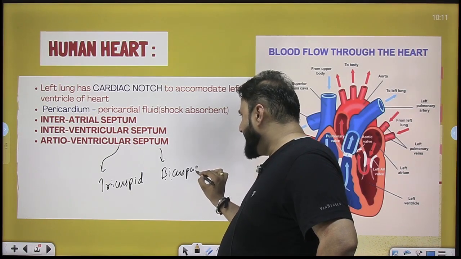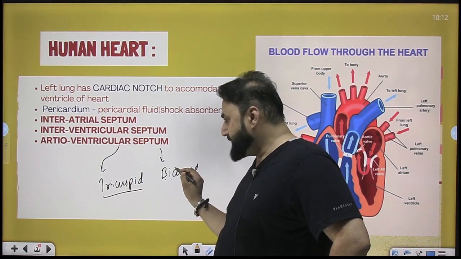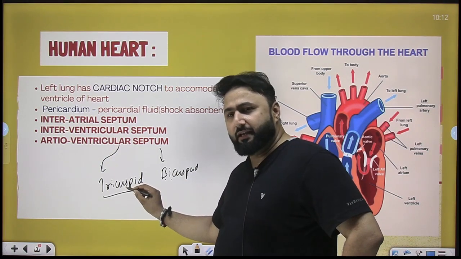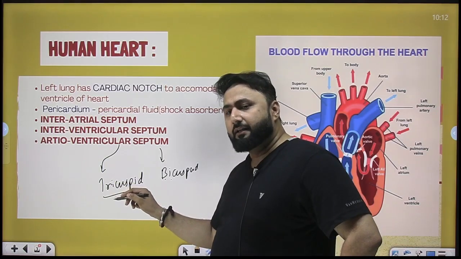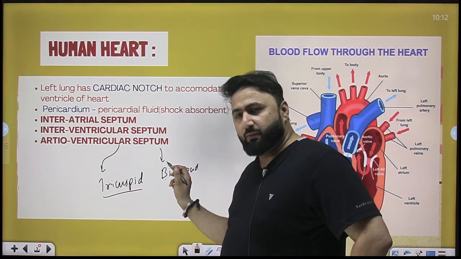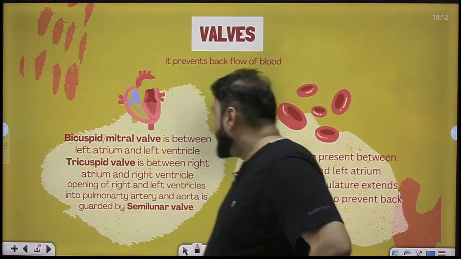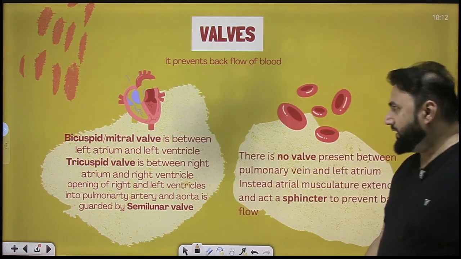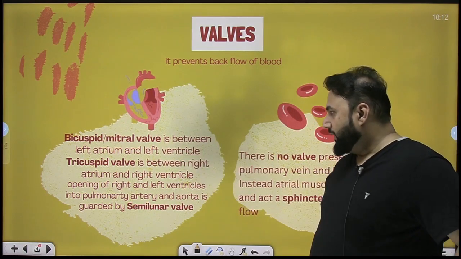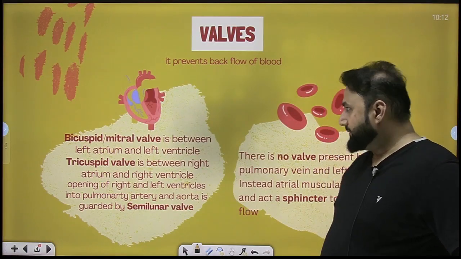Questions would be asked on this also, like where the locations of the tricuspid and bicuspid valves are. The tricuspid valve is present on the right side of the heart, that is between the right auricle and right ventricle, and the bicuspid valve is present between the left auricle and left ventricle. So this is regarding the bicuspid valve, mitral valve, tricuspid valve, and the semilunar valve that is present between the aorta and left ventricle.